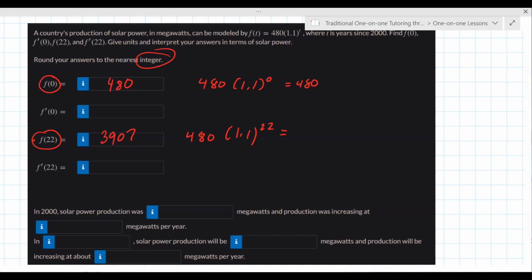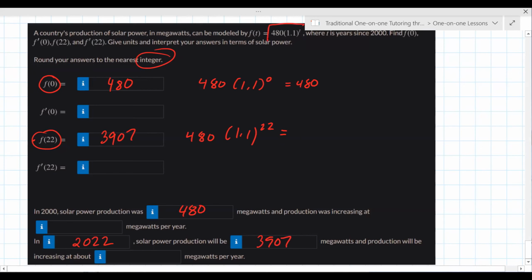So we can actually go down here and answer some of these questions. We're going to come back and do the derivative. In 2000, the solar production was 480. In 2022, solar production will be 3907. All right, now we're going to go find the derivative.